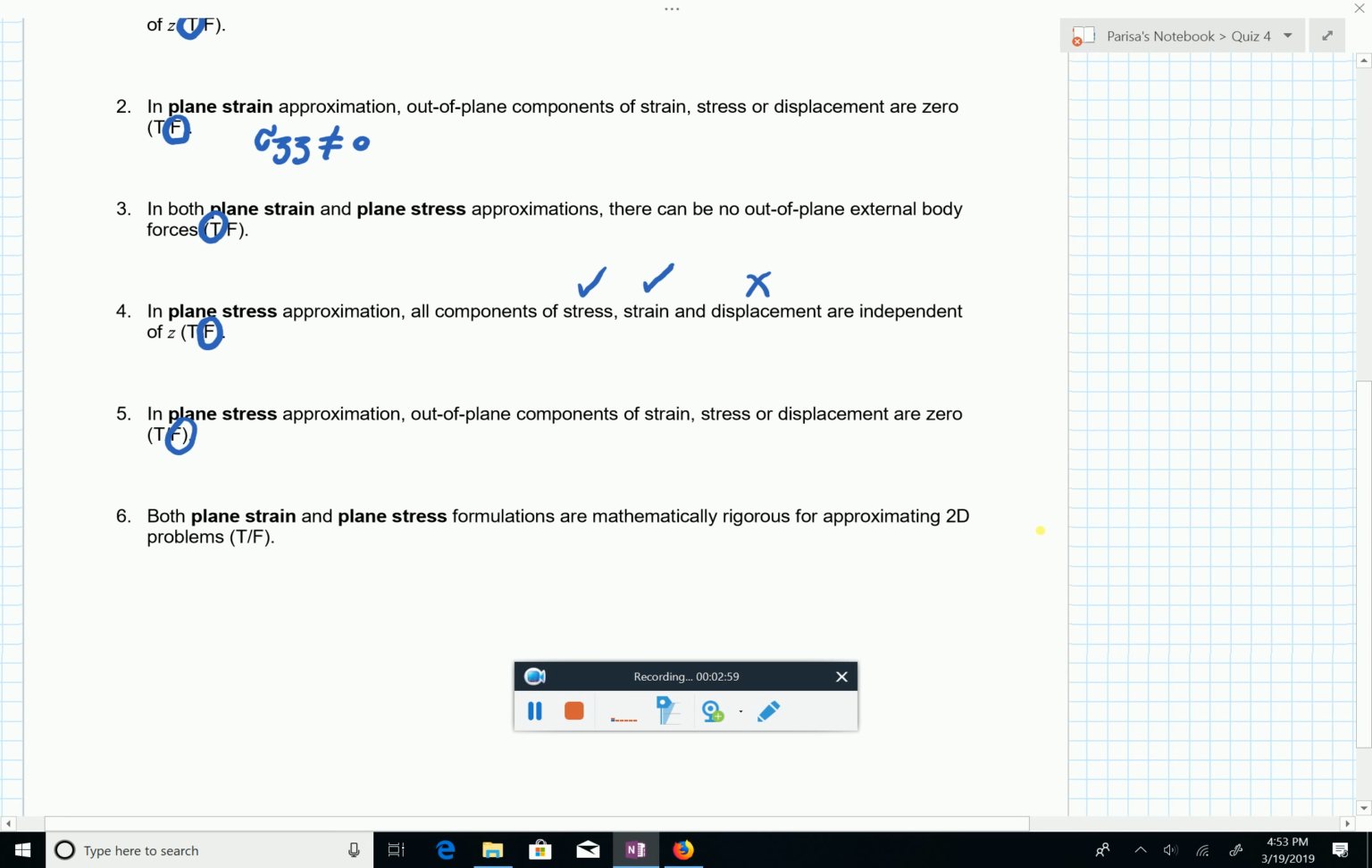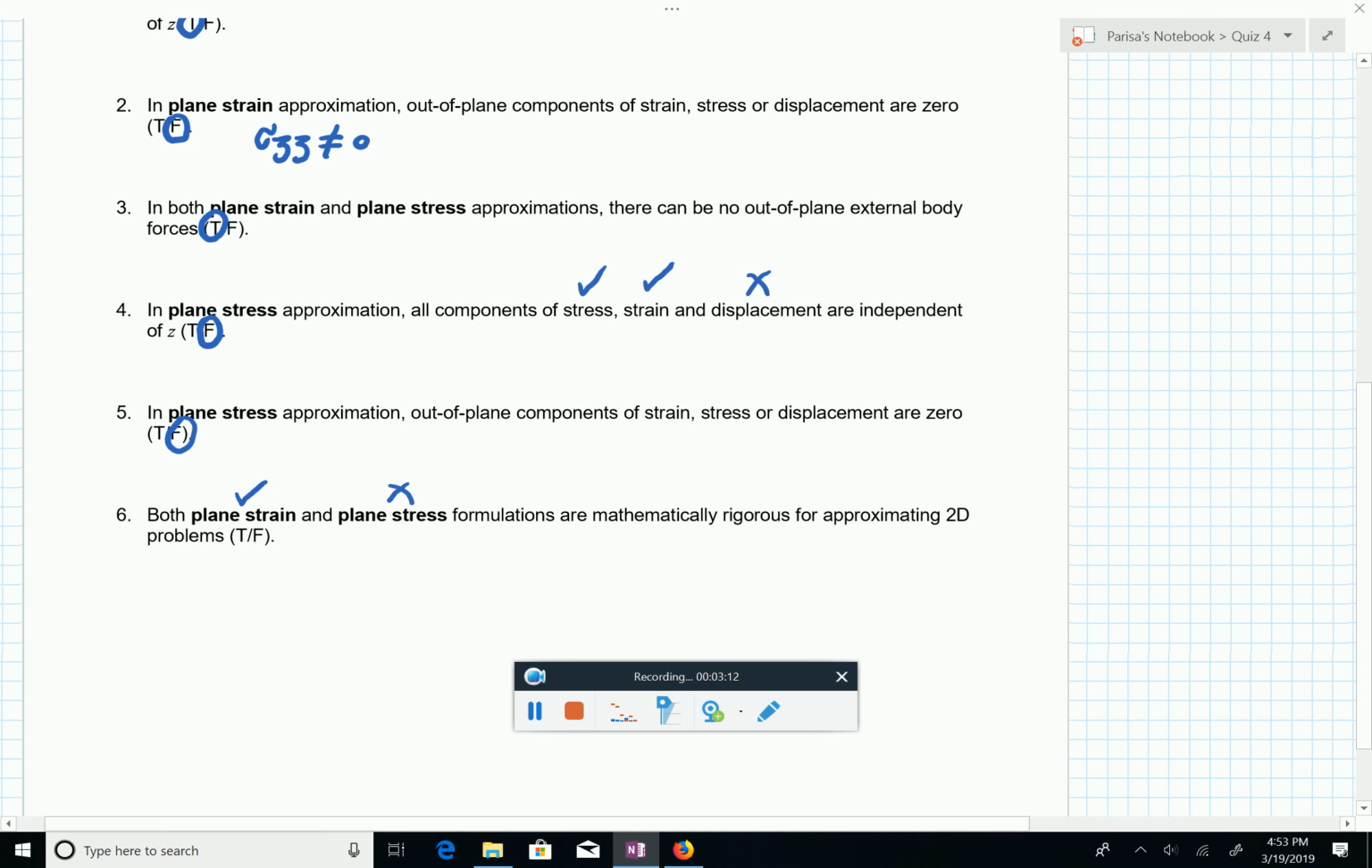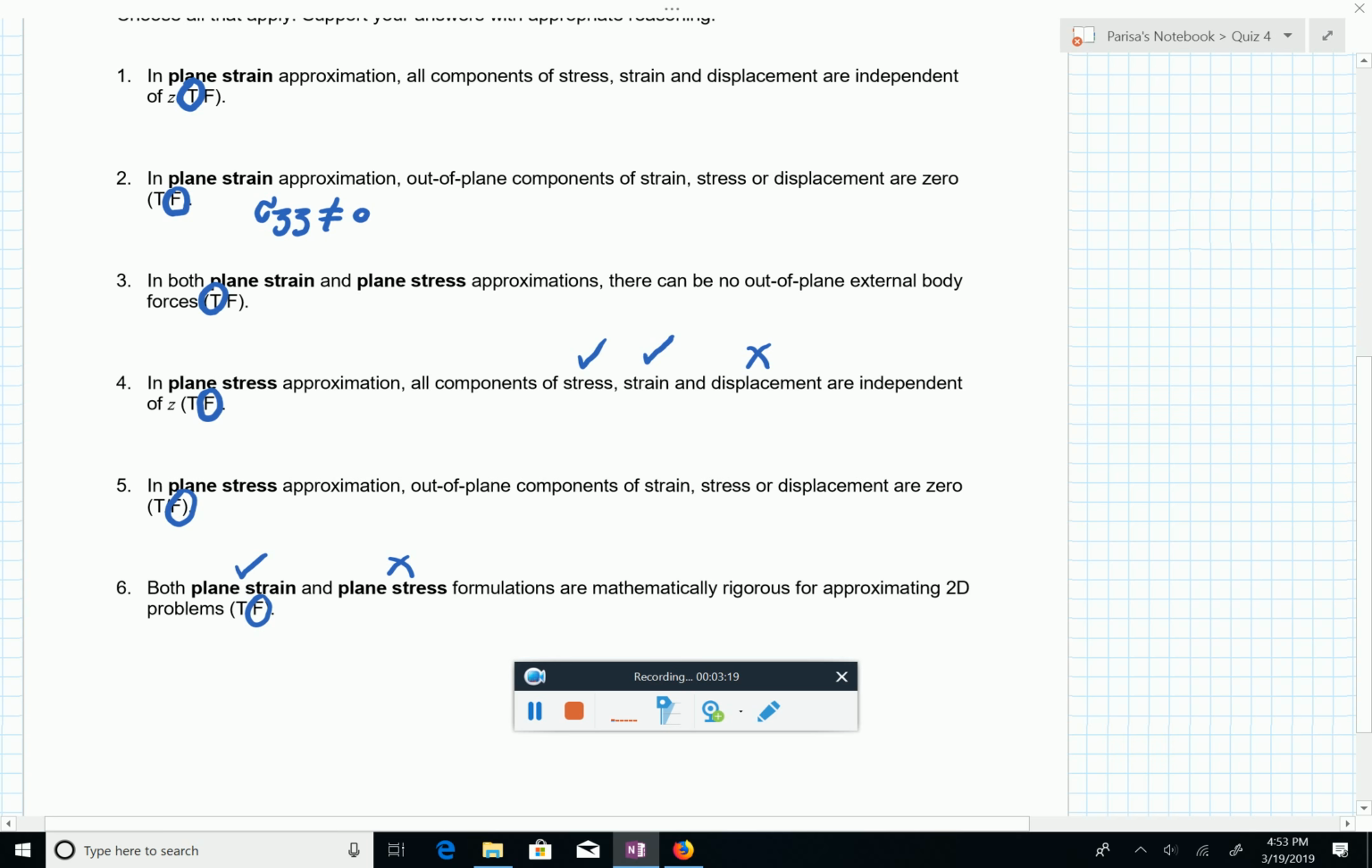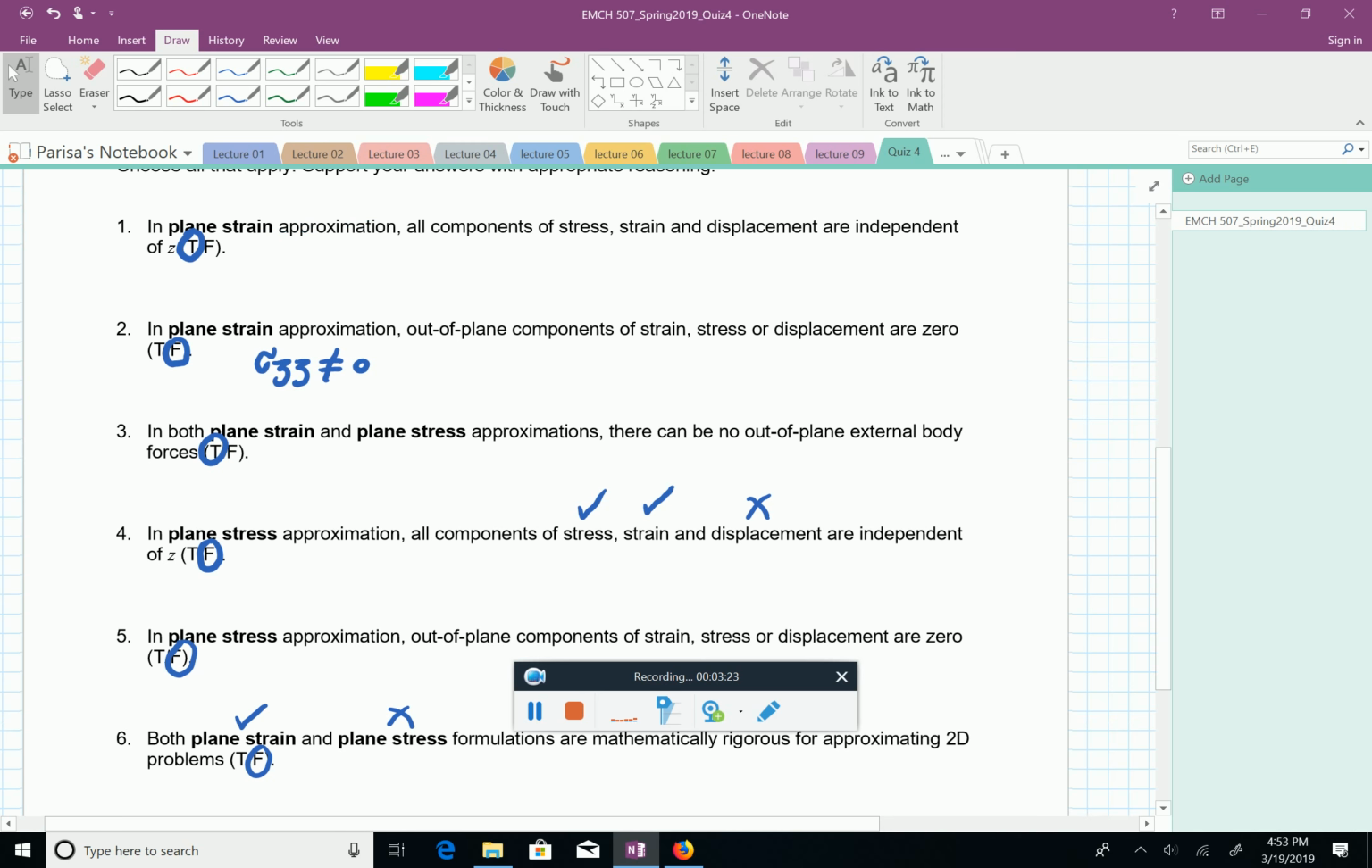And the last one, maybe the wording was not that great. Are they both mathematically clean problems? No. Plane strain is. Plane stress isn't, right? Okay, so this is what I wanted to go through before we start a review of plane stress.